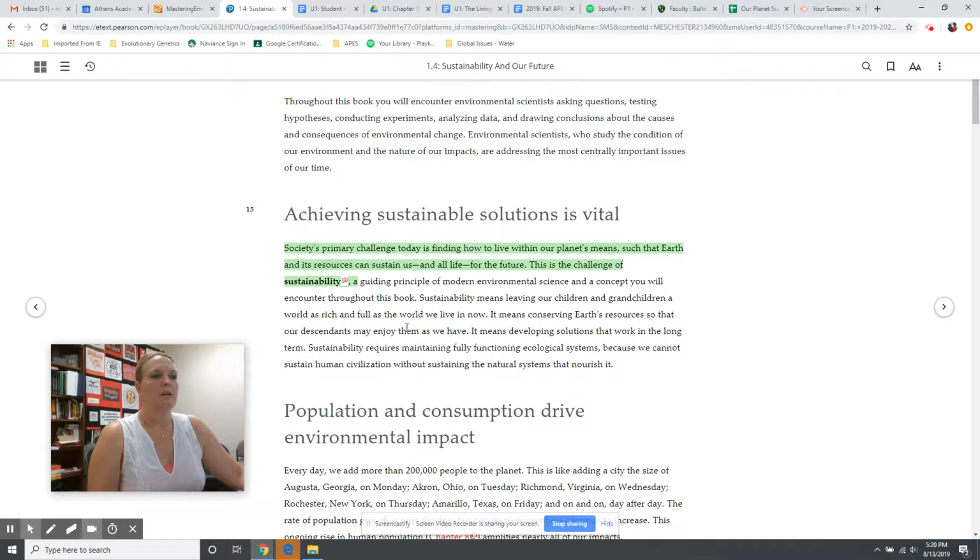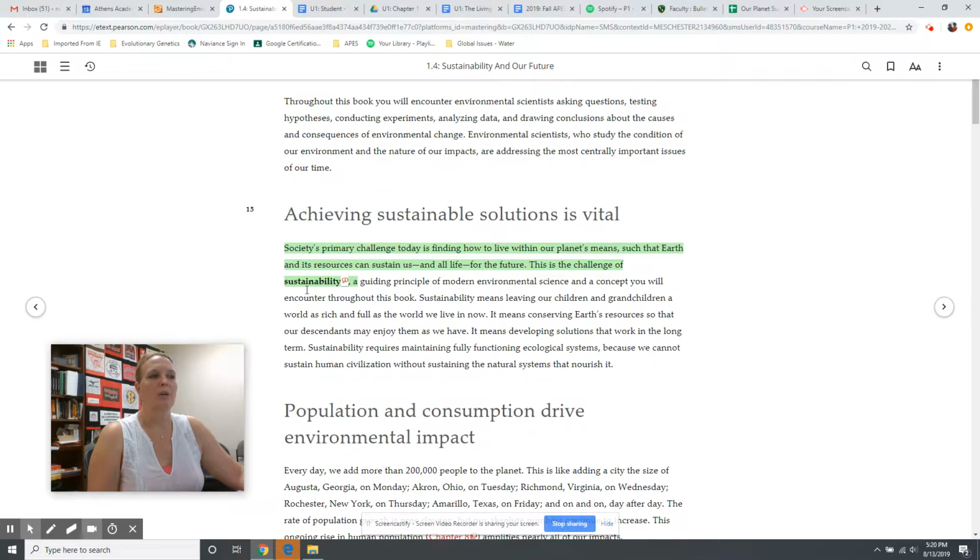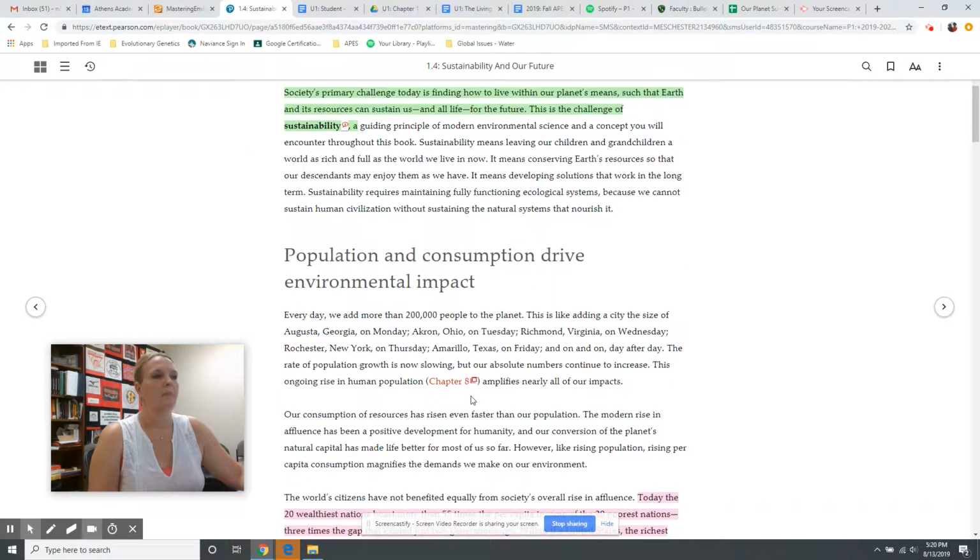But I do think it's really important to come out of this chapter understanding what sustainability is. Okay, so sustainability just means how are we as a population of humans across the globe going to live in such a way that we do not max out our natural resources and can survive and thrive for generations and generations to come.